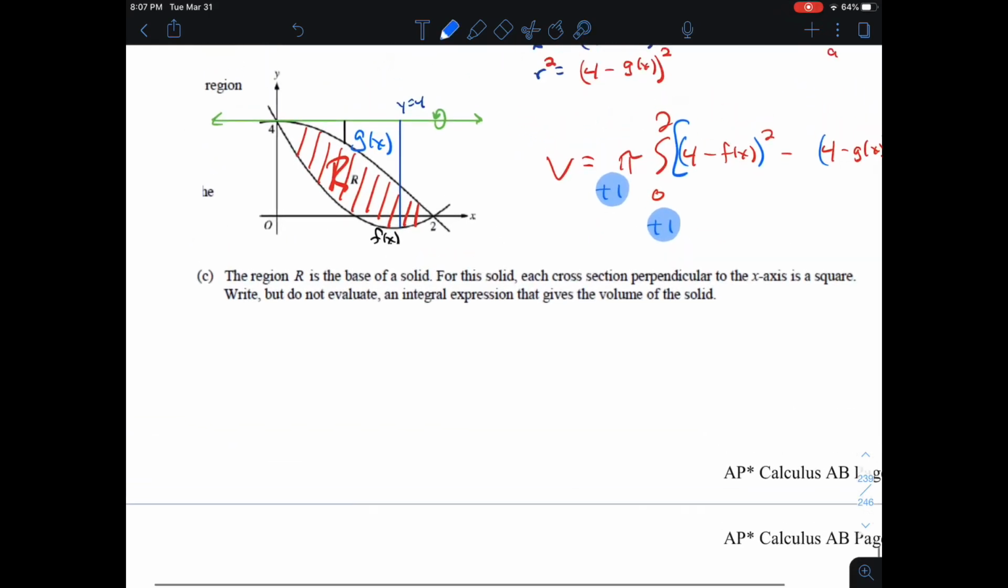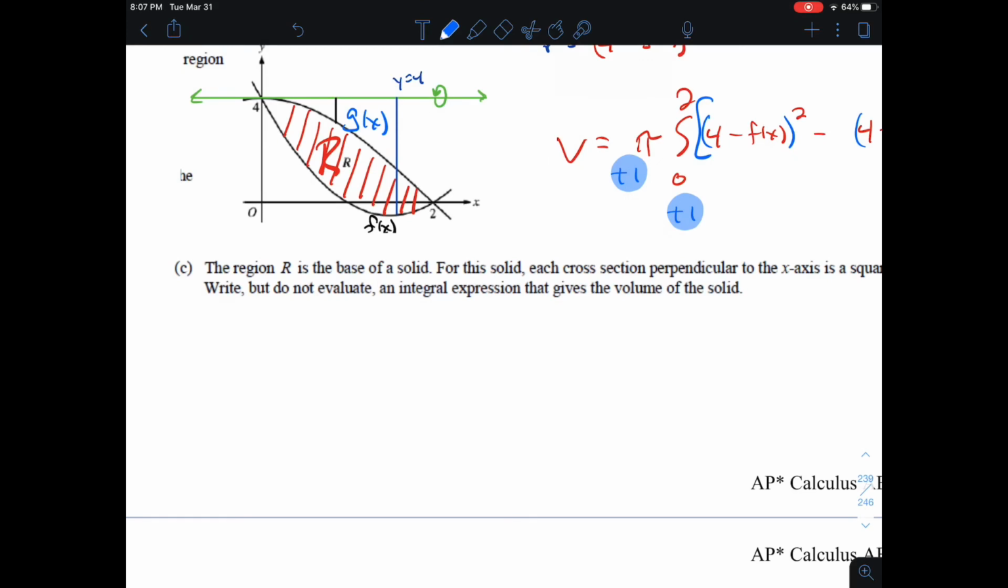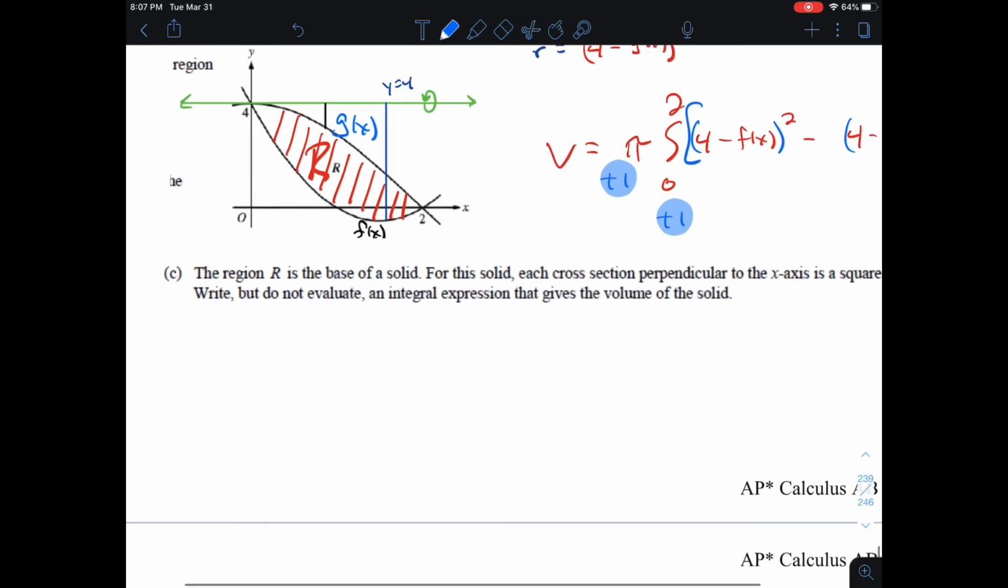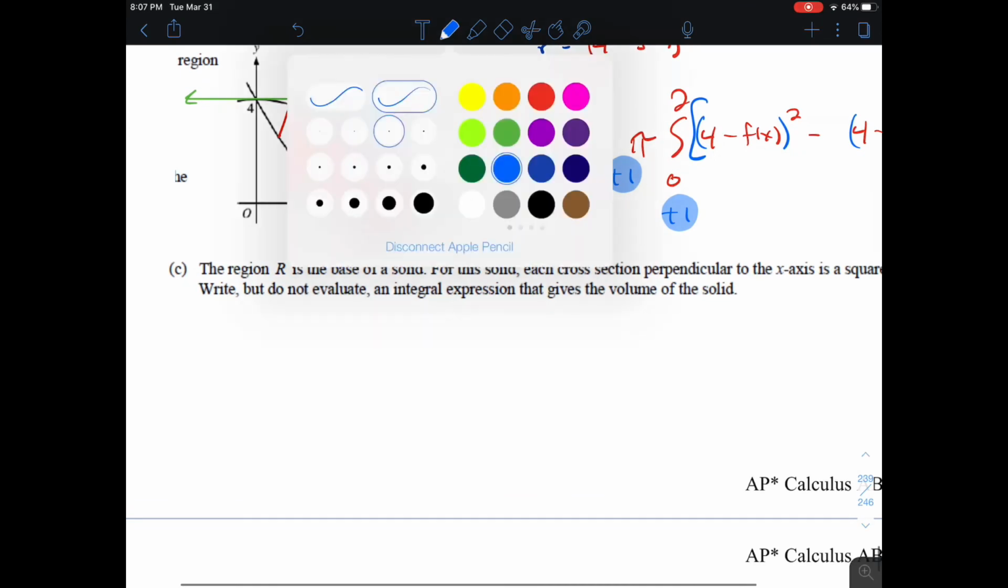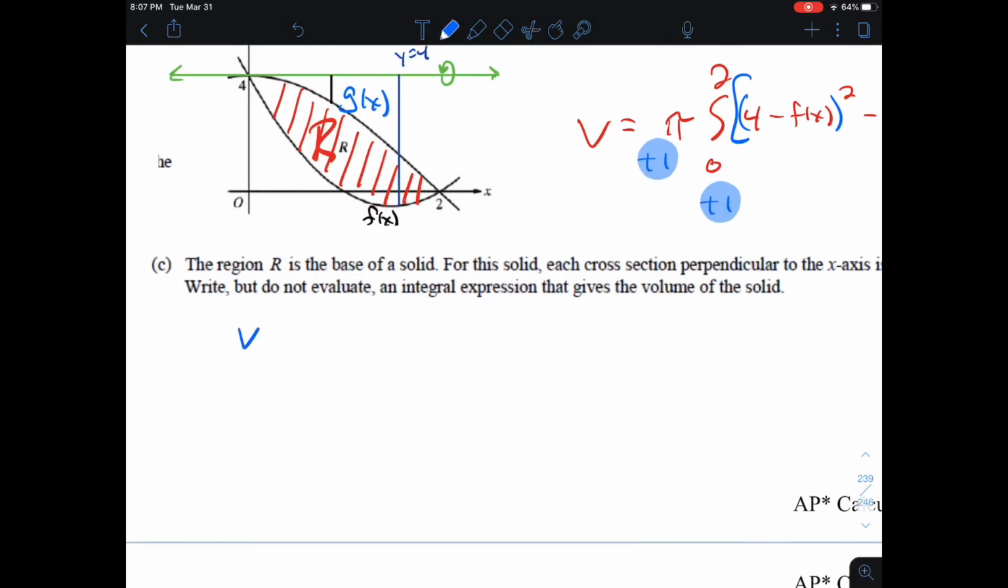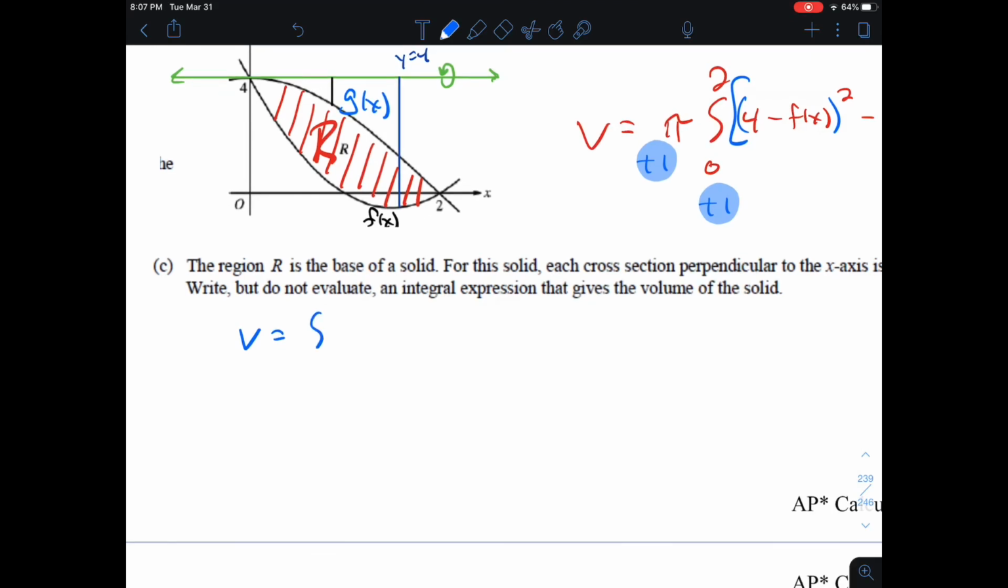Last one. The region R is the base of a solid. Find this solid. So we're not revolving anything, we're finding a solid. Each cross-section perpendicular to the x-axis is a square. So here's the formula for this. The volume, we're going to integrate from a to b, and then we take one of the functions minus the other. I'll just do generically h and k. This is not part of your work, by the way. This is just me explaining it.